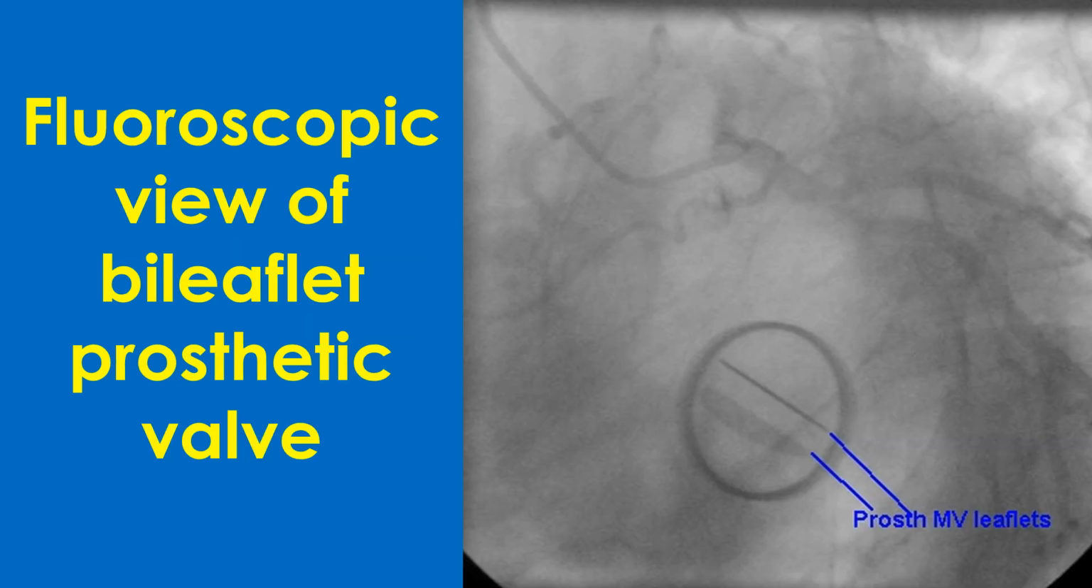Though prosthetic valves are seen well on chest X-ray, they can be evaluated better by fluoroscopy. In fluoroscopy, valve leaflets which are radio-opaque can be seen opening and closing at the corresponding time of the cardiac cycle depending on the position of the valve. A stuck leaflet can be easily identified. Fluoroscopic view of a bileaflet mitral valve is shown here with leaflets in open position.